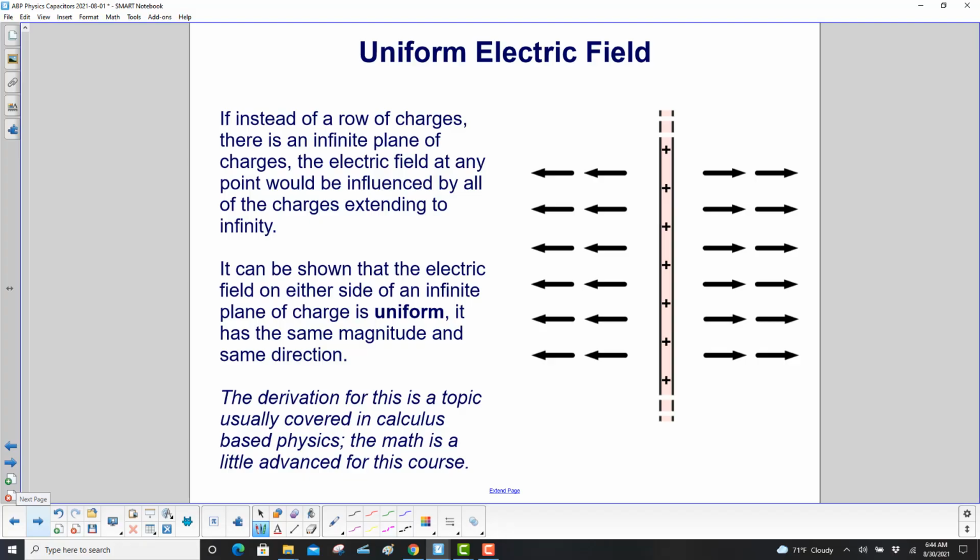If instead of a row of charges, there's an infinite plane of charge, and that's what we're representing here. See the dashed lines at the bottom and top? That means it goes on forever. And here's the key point. The electric field at any point would be influenced by all of the charges extending to infinity. It can then be shown that the electric field on either side of an infinite plane of charge is uniform and has the same magnitude and same direction.